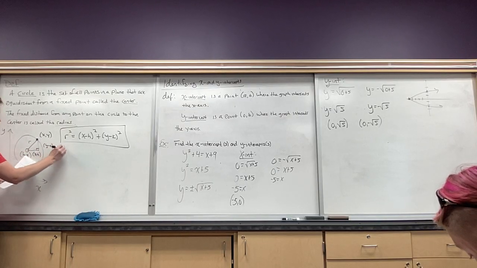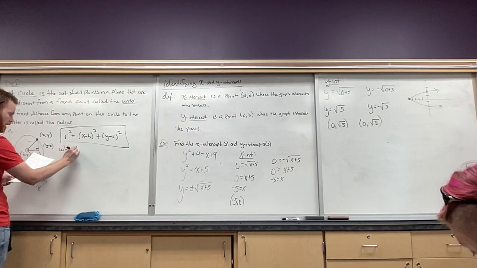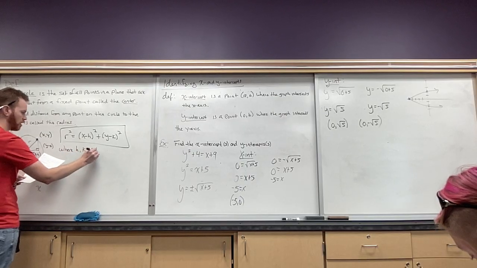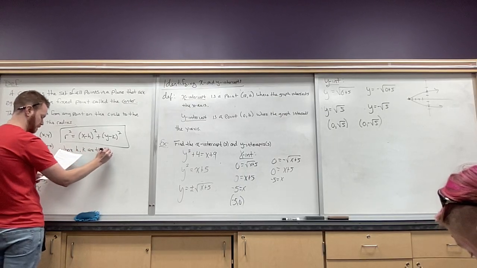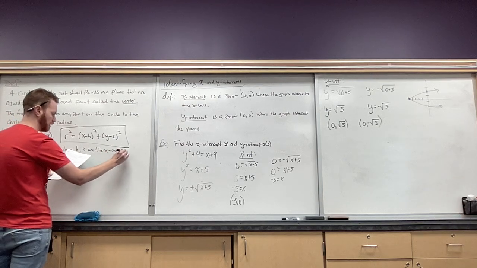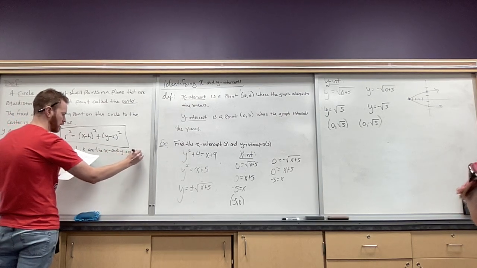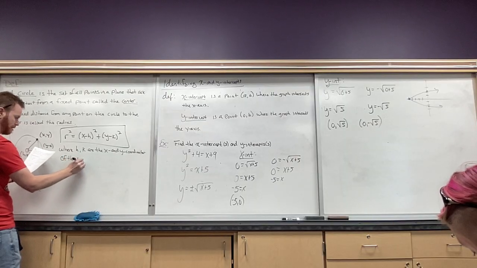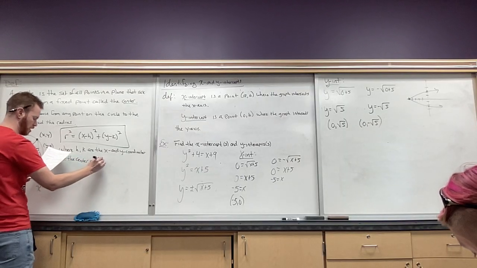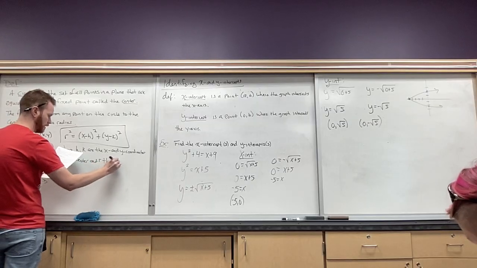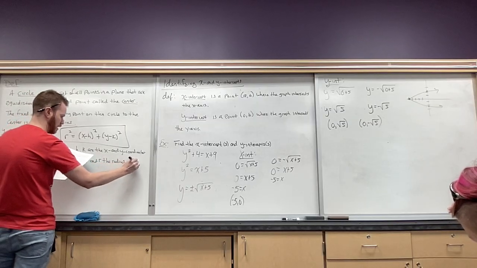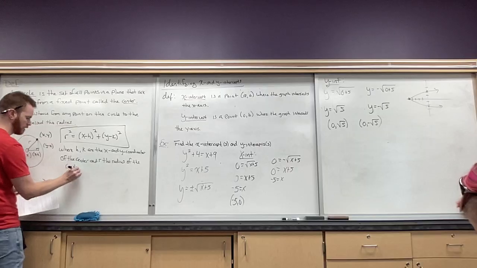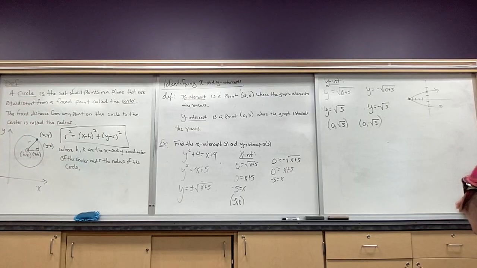And let's put some clarifiers underneath it. So this is where h and k are the x and y coordinates of the center, and r the radius of the circle. Okay? Now, notice that in this case, h and k were positive, right?